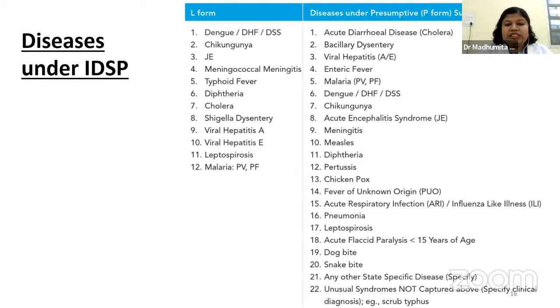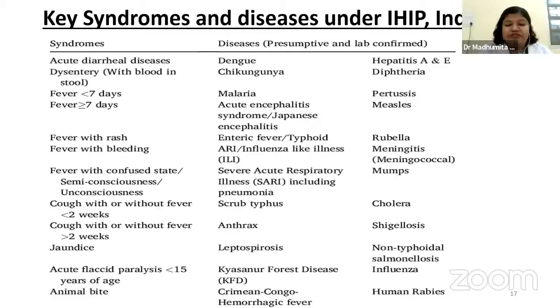This slide shows the diseases which were covered under IDSP. Now, additionally, some special surveillance modules were also added and functional under IHIP, which covers 33 plus disease syndromes and include diseases like COVID-19.